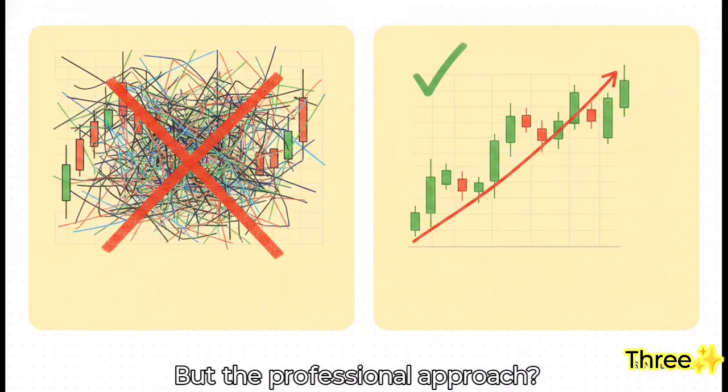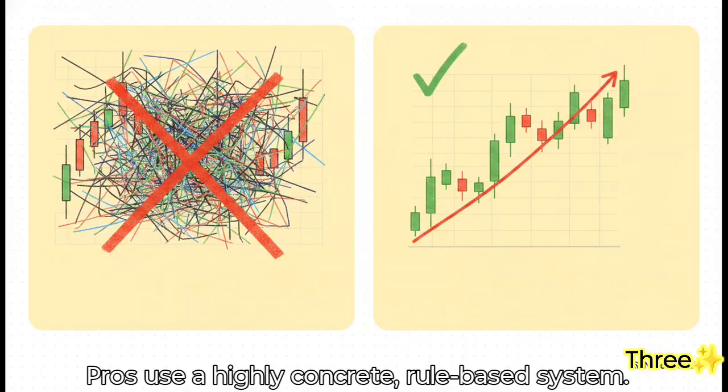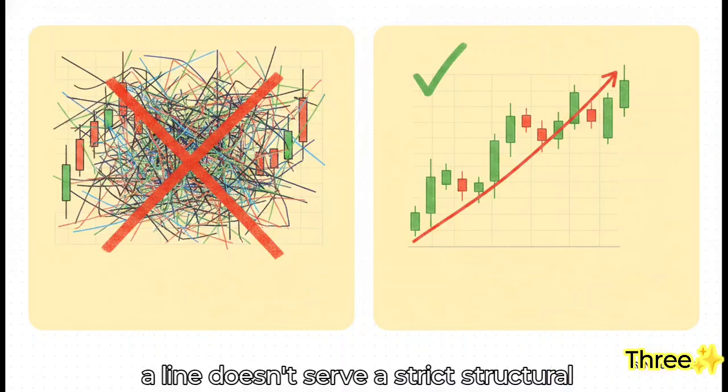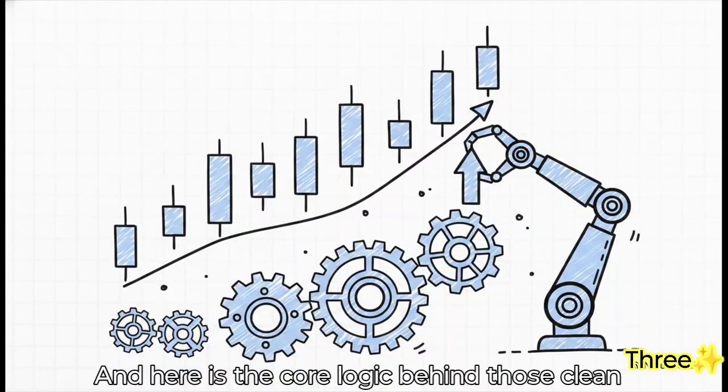But the professional approach is all about clean charts. Pros use a highly concrete, rule-based system. They know exactly why a line is there, and if a line doesn't serve a strict structural purpose, it gets completely deleted. And here is the core logic behind those clean lines.